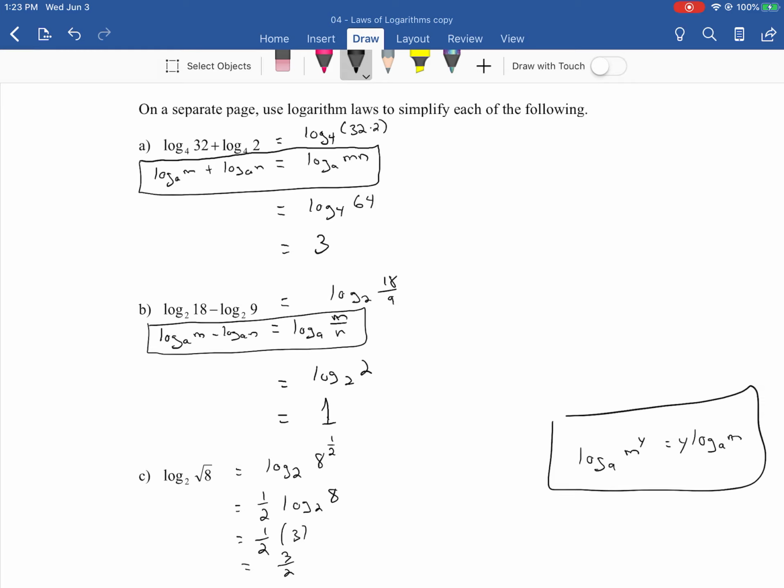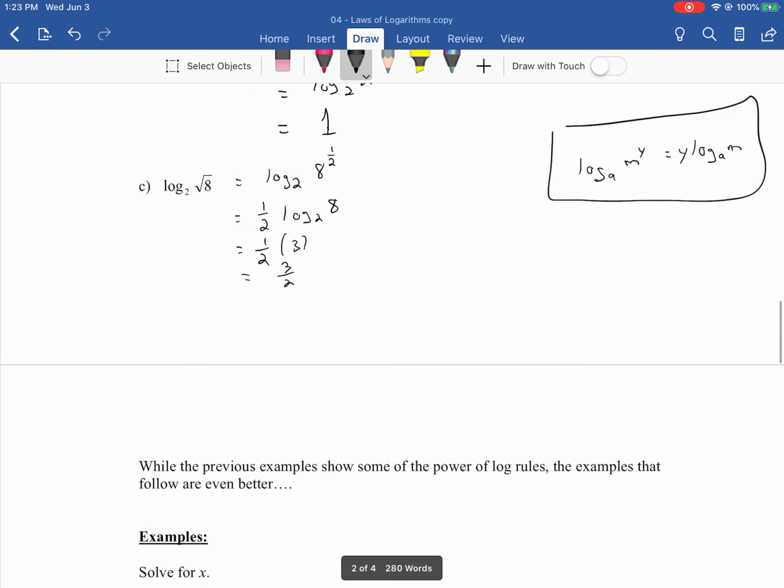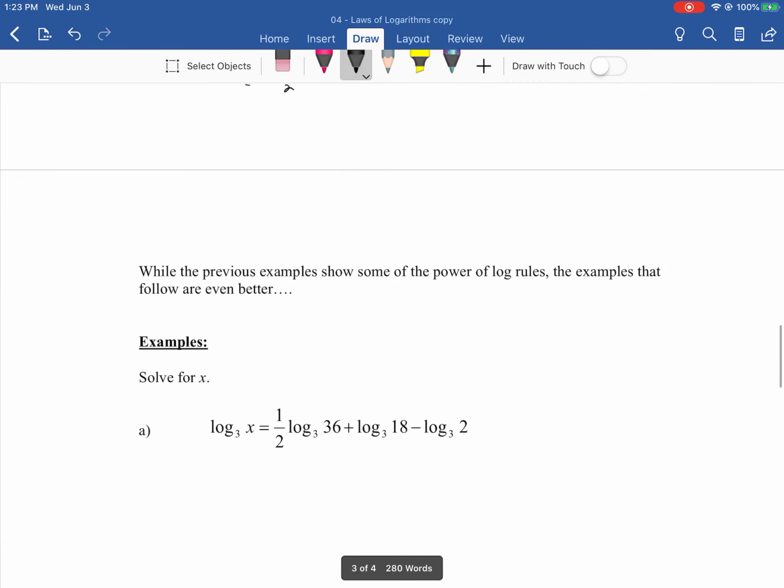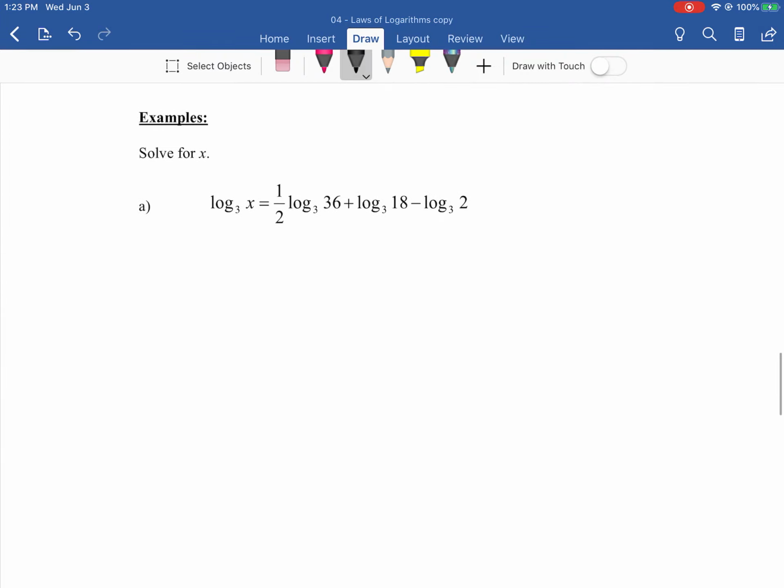So this became very friendly using log law 3. If you had to have a favorite log law, it should be the third one, because that one is the one that takes really awkward situations and cleans them right up. Now, while those examples show the power of log rules, the examples that follow are even better.